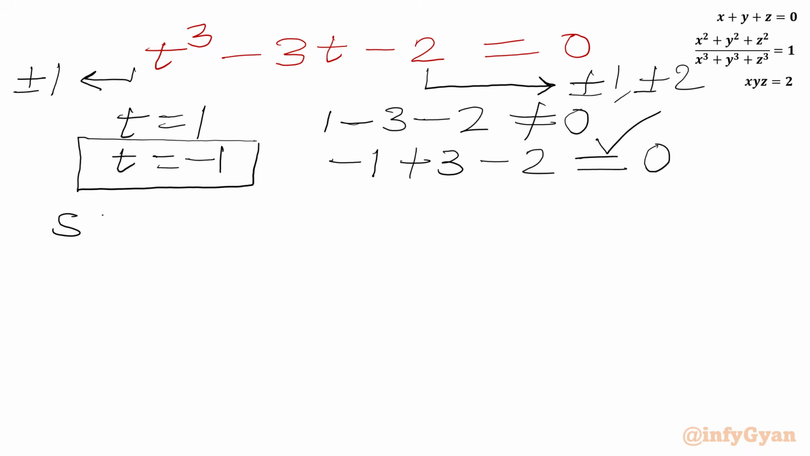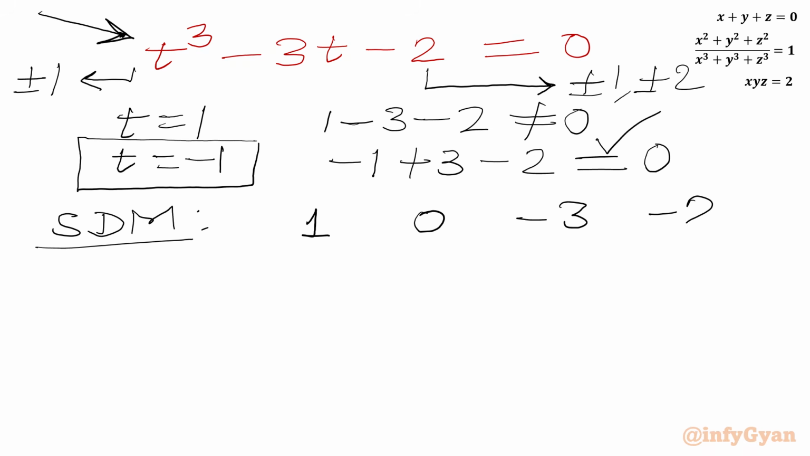Now we can go for synthetic division method. In this method, we need to write all the coefficients of the cubic equation. So coefficient of t cube is 1. Coefficient of t square is missing, we will write 0. Coefficient of t is minus 3. Constant is minus 2. We'll put one line over there.